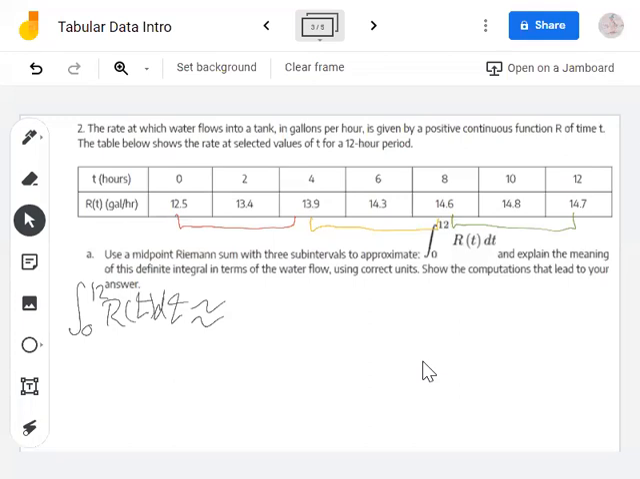All right. So use this midpoint Riemann sum with 3 intervals. In this first one, what I'm going to do is use 13.4 times 4, because that 13.4 is the midpoint value of that interval. For the yellow, my midpoint value is 14.3. Oops, I forgot the 1. And I'm going to times this by 4.